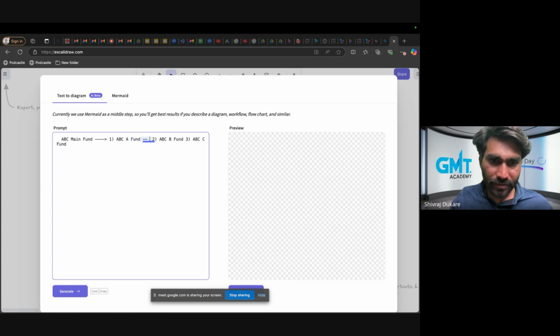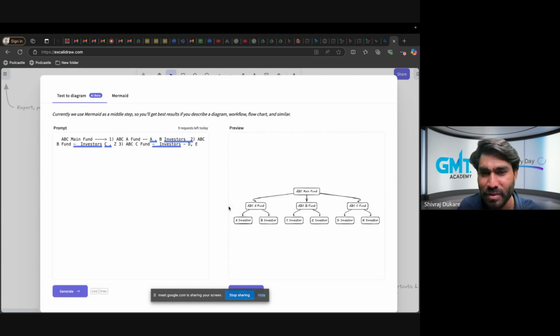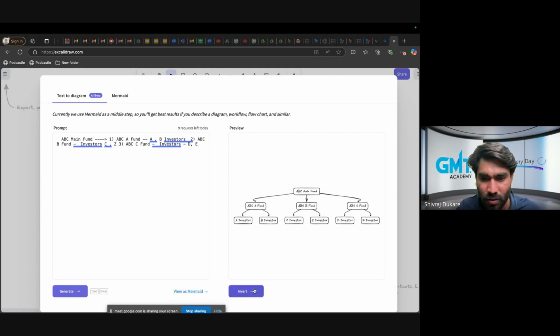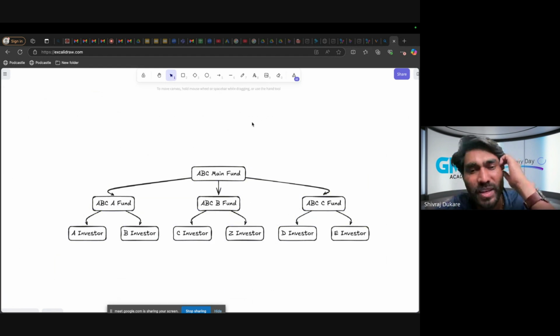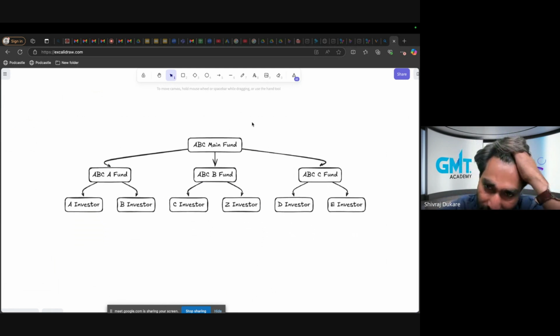So under, let's say, ABC's A fund, there are investor A and investor B. And under B fund as well, there are investor C and investor Z. Under C fund, investor D and investor E. Let me generate a graph, see how it looks like. We have a structure now. Can you see this? Yes, no?